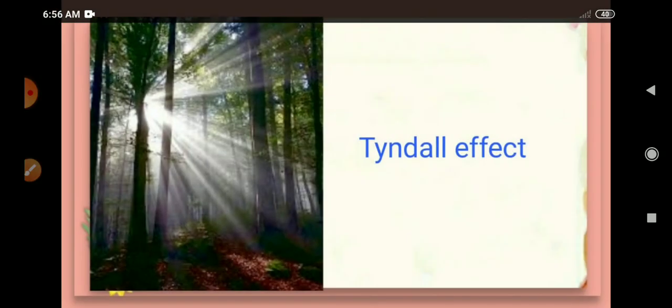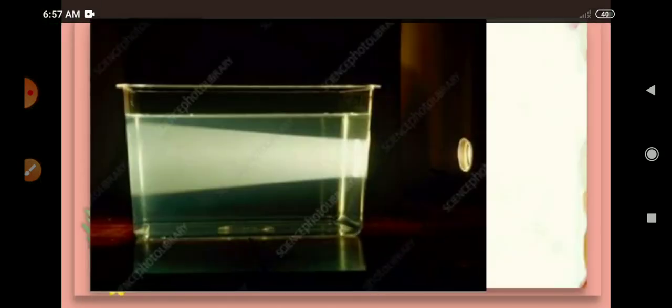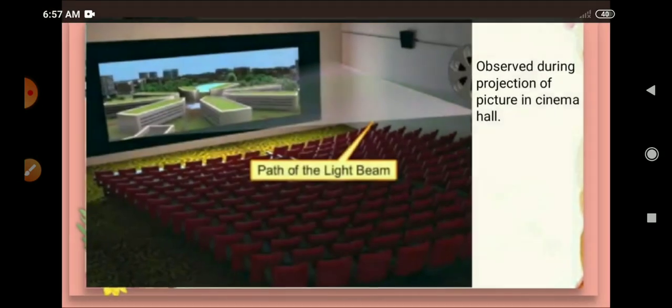Maybe you have seen such views in real life or on television. You can view this when a beam of sunlight enters a dark room through a slit. At that time also we get this type of view. Here it is shown how the scattering of light takes place and how the path becomes visible when the light is made to pass through a colloidal solution. This is quite familiar to you.